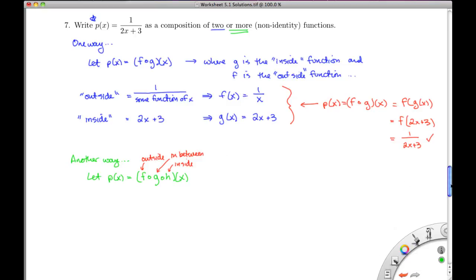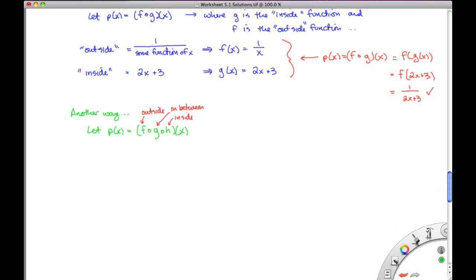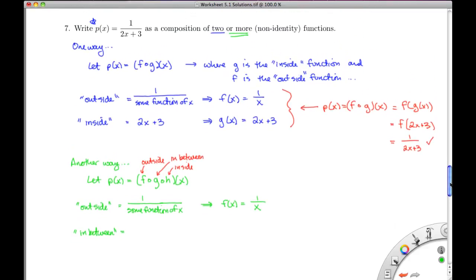Let's consider our outermost function, so the most outside. Well, we can kind of reuse the last one. If we look at this function p, we've got 1 divided by some function of x. Okay, so we're going to stick with letting f of x be 1 over whatever we choose to put in. Now, let's think about the in-between one. Well, if we go back to p, we've got 1 over 2x plus 3.